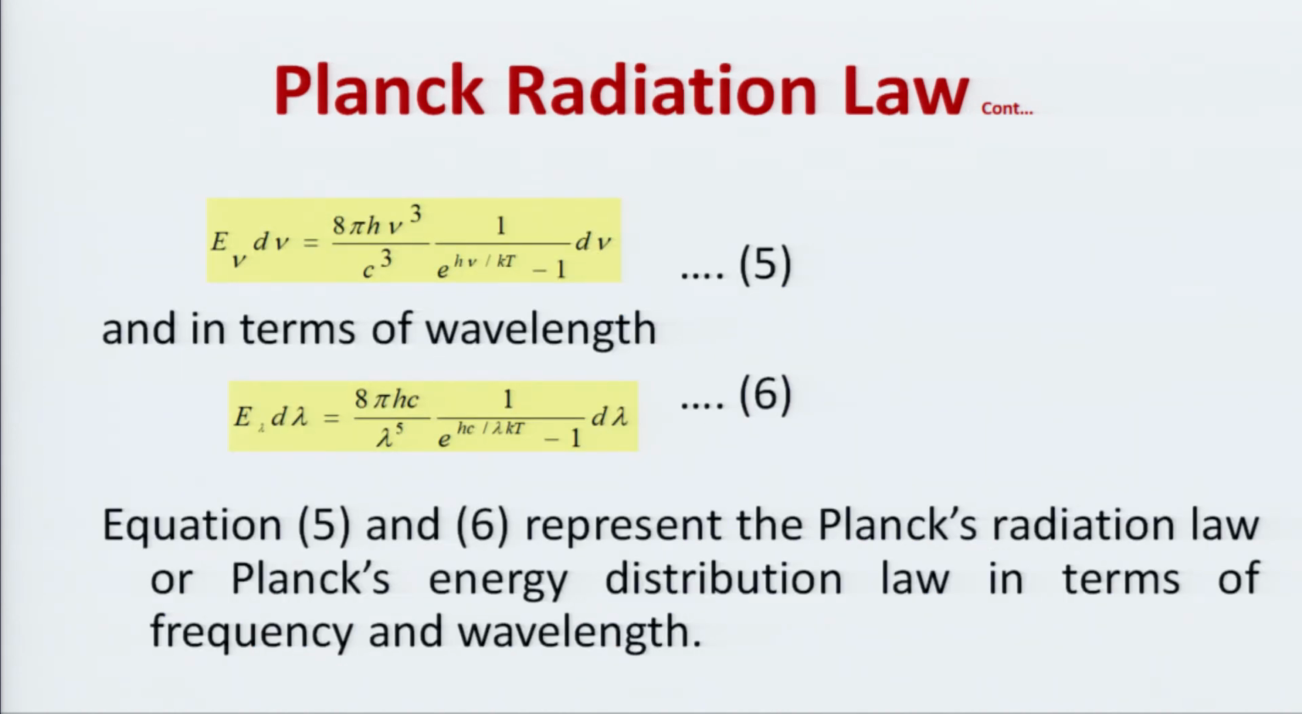So we have E nu d nu is equal to 8 pi h nu cube by c cube upon 1 upon e to power h nu by k t minus 1, that is Planck's radiation law, that is derived in terms of frequency.